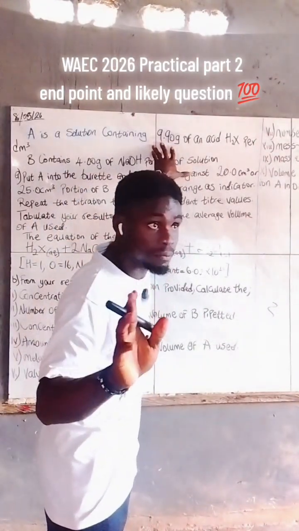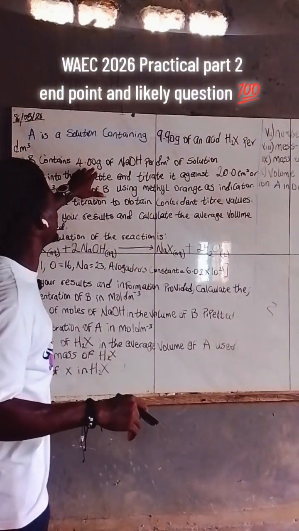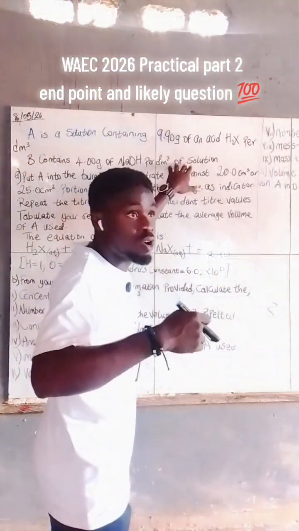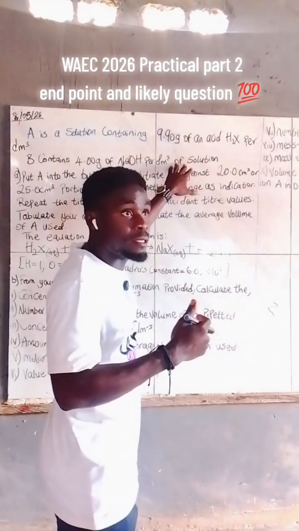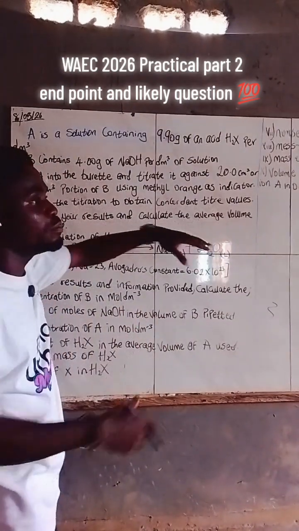Exactly. Now, B contains 4.00 gram of sodium hydroxide per dm cube. Also, that is the mass concentration of the base. Now, put A into a burette, which you have done already.